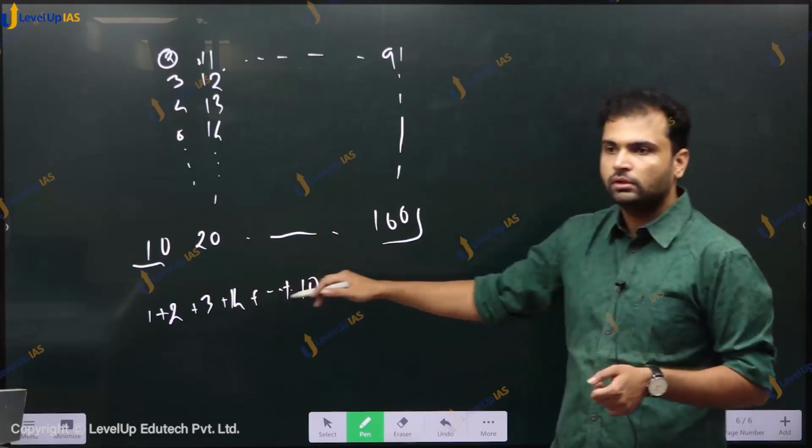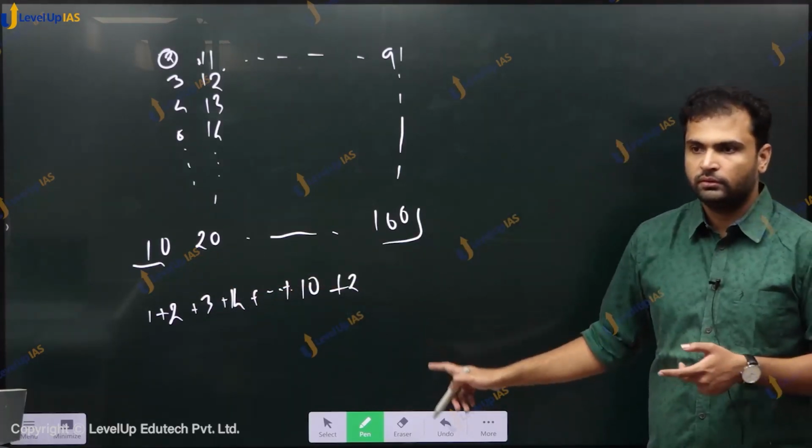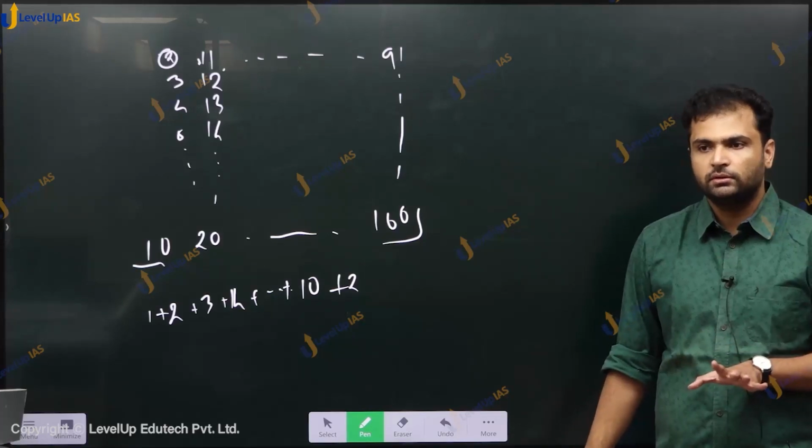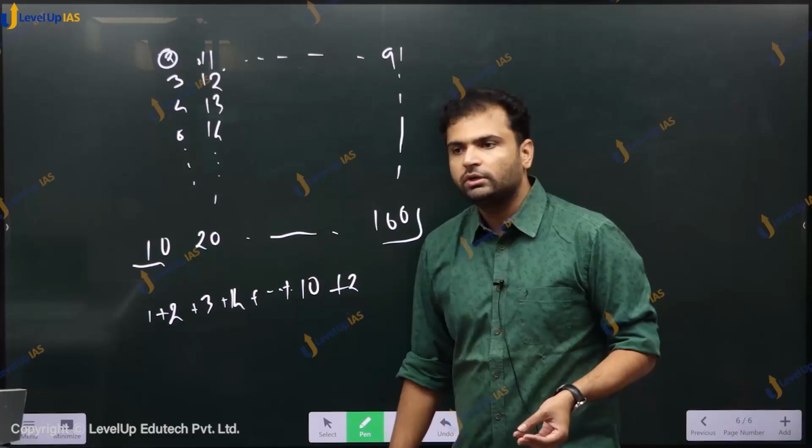So we have to comment on what is the sum of the digits from 10 to 100. Now, did you understand the question? If you understood the question, then the answer is easy. How do you find the sum of the digits?